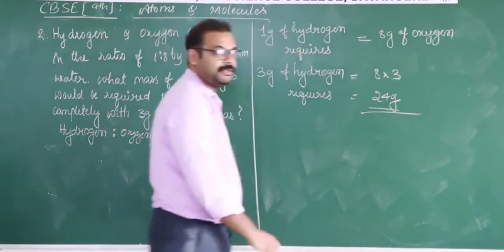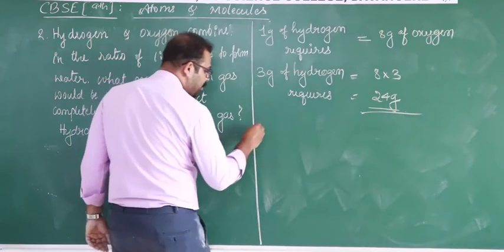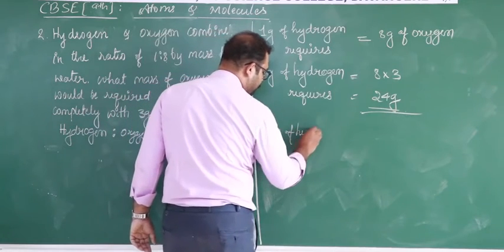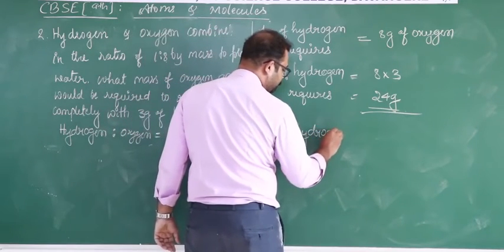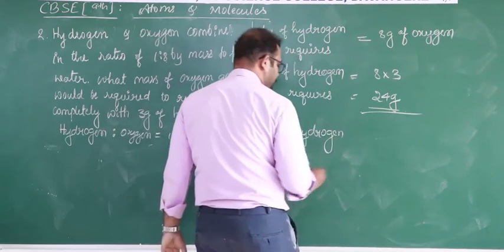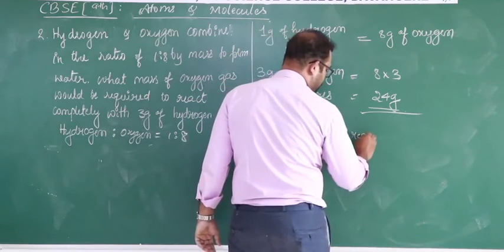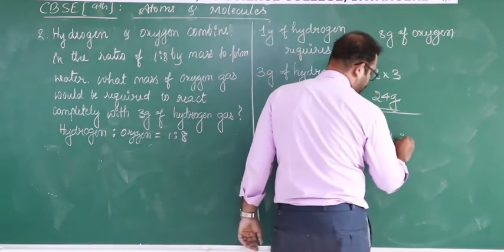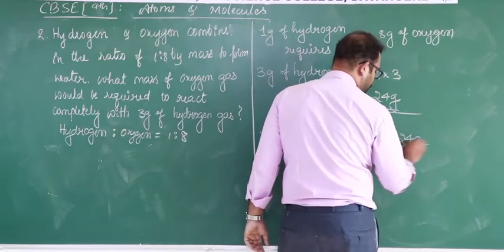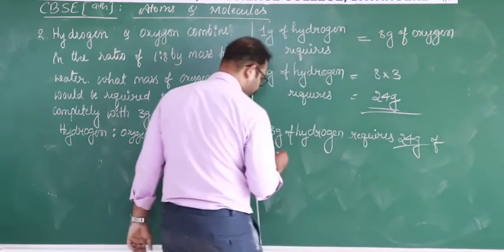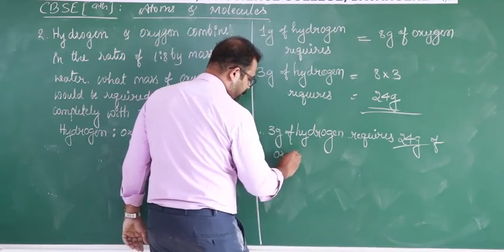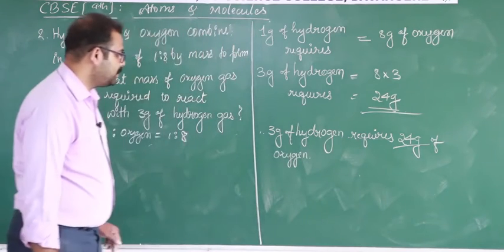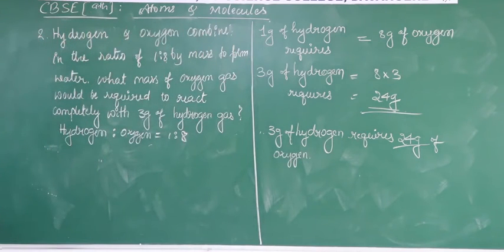So we have to write the conclusion. So 3 gram of hydrogen requires 24 gram of oxygen. So this is a simple problem.